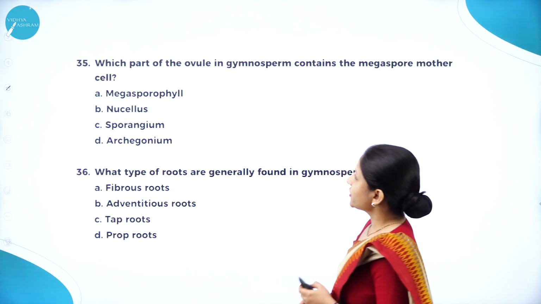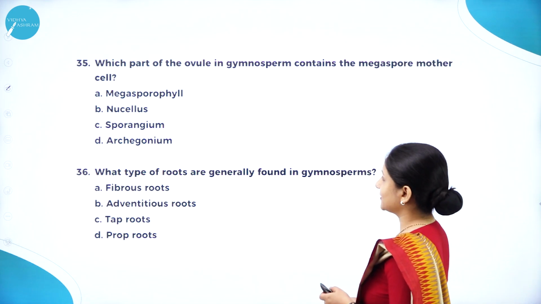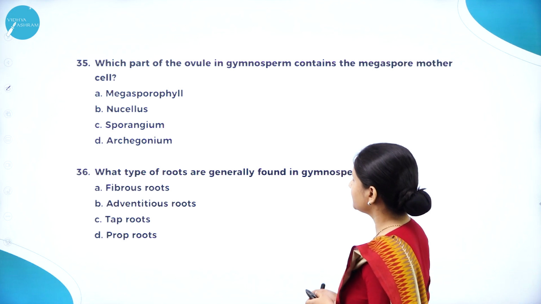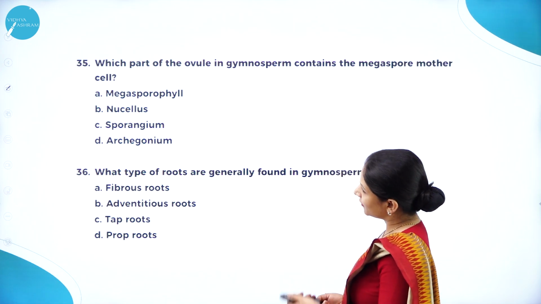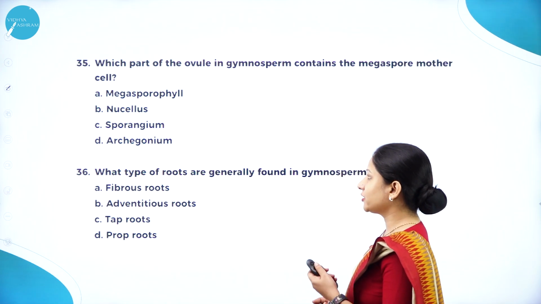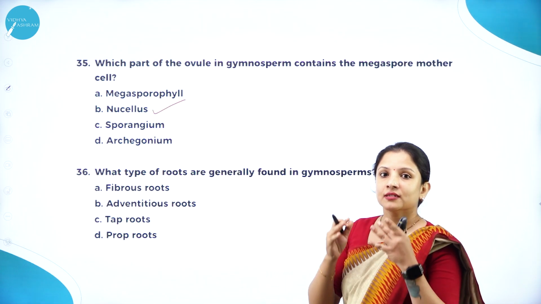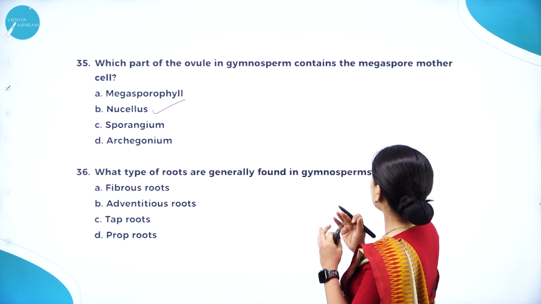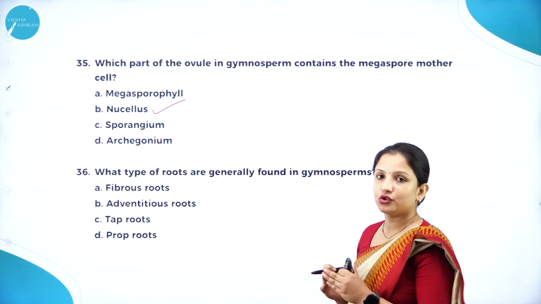Next question. Which part of the ovule in gymnosperm contains the megaspore mother cell? Is it the megasporophyll? Is it the nucellus? Is it the sporangium or the archegonium? It is nucellus. Inside the ovule, the nucellus is the one that actually contains the megaspore mother cell. So the answer here is nucellus.